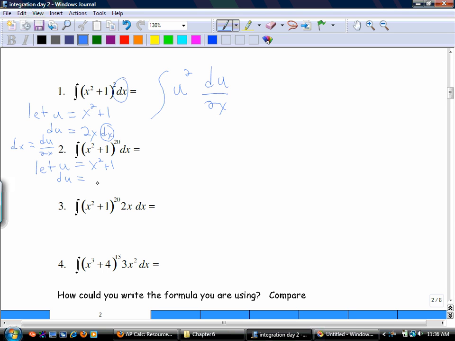All right, so du for this one is going to be 2x dx. Again, I could solve for dx. I could say dx is equal to du over 2x. So this ends up being the integral of u to the power of 20 times du over 2x this time, right?